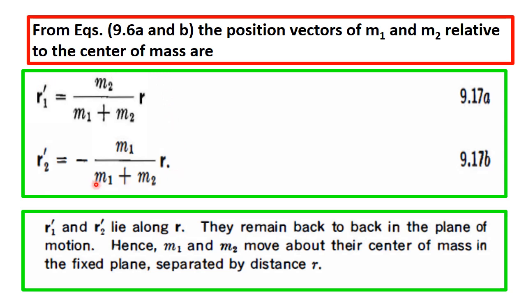In the last video we saw these two equations, the position vectors of the two particles with respect to the center of mass, R1 dash and R2 dash. R1 dash is M2 by M1 plus M2 into R, and R2 dash is minus M1 by M1 plus M2 into R. R1 dash and R2 dash lie along R. They remain back to back in the plane of motion. Hence M1 and M2 move about their center of mass in the fixed plane separated by distance R.